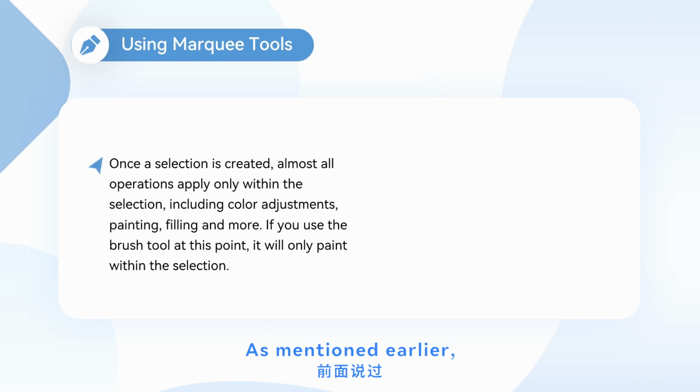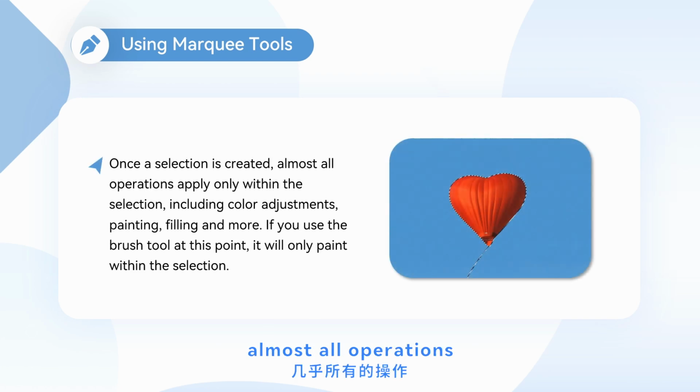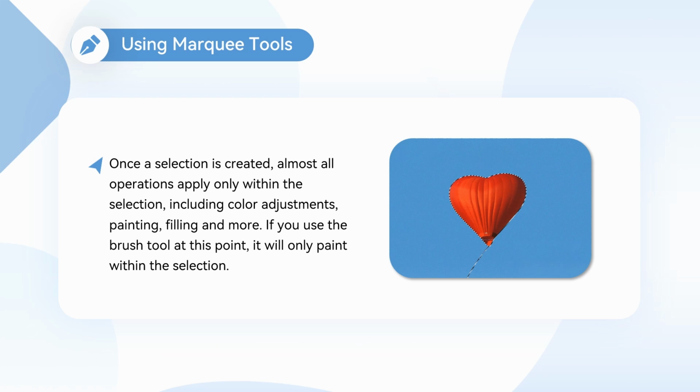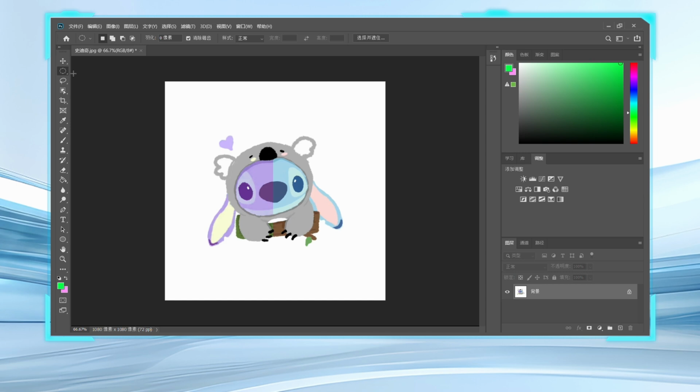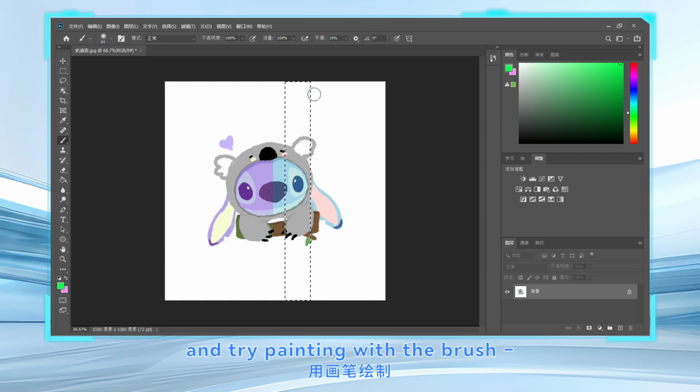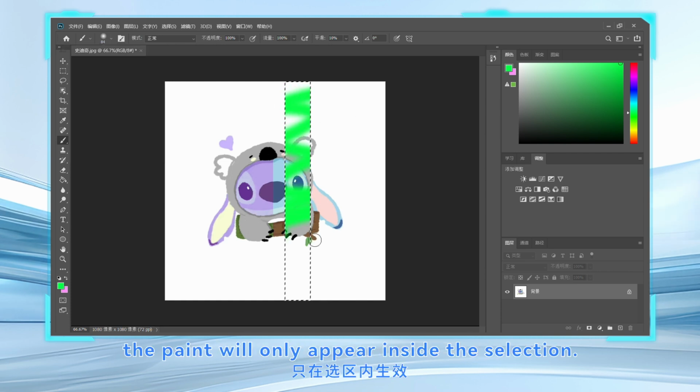As mentioned earlier, once a selection is created, almost all operations apply only within the selection, including color adjustments, painting, filling, and more. If you use the brush tool at this point, it will only paint within the selection. Let's verify this in PS. Create a rectangular selection. And try painting with the brush. The paint will only appear inside the selection.